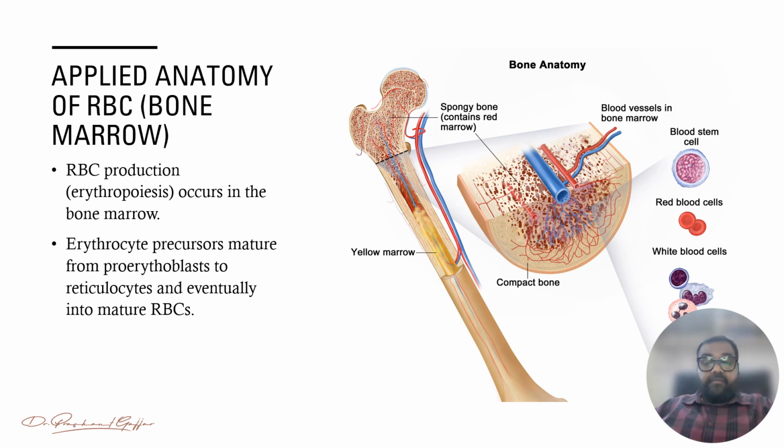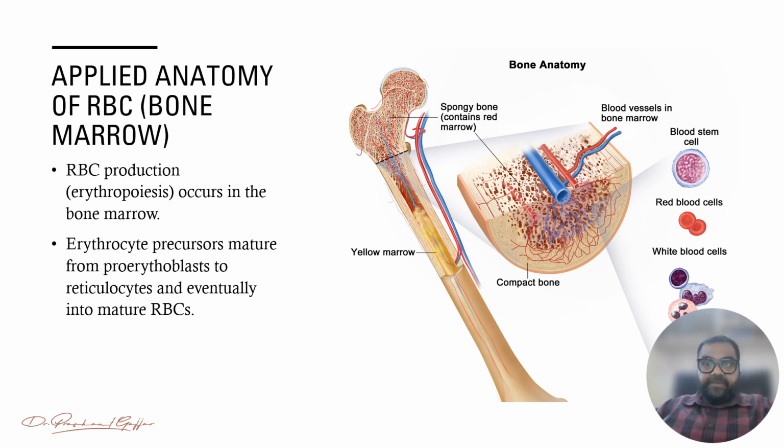Remember one thing: when the suffix cyte is behind the name, as in erythrocyte, it is considered a mature cell, and if it is a blast, it is considered an immature cell, right? So erythroblast is the immature form of the RBC, and erythrocytes are the mature form of the RBC, right?